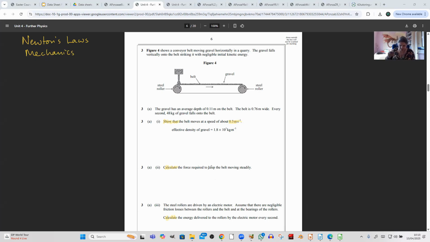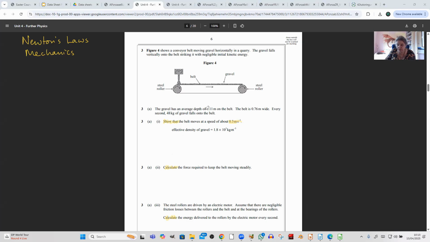Right. Next bit of our ninja question reading. We're going to highlight. We should open your data sheet. In fact, you should have one right next to you right now. Open it up at the mechanics bit. The next thing that we're going to do is highlight all the numbers.